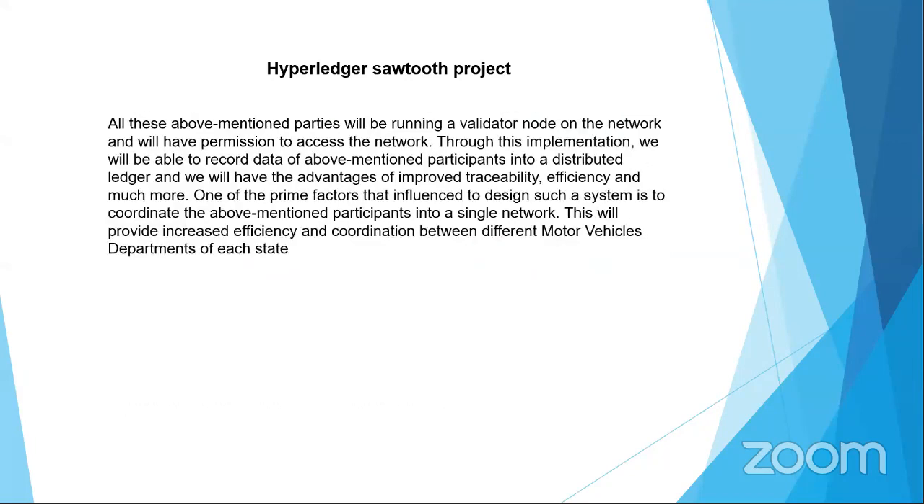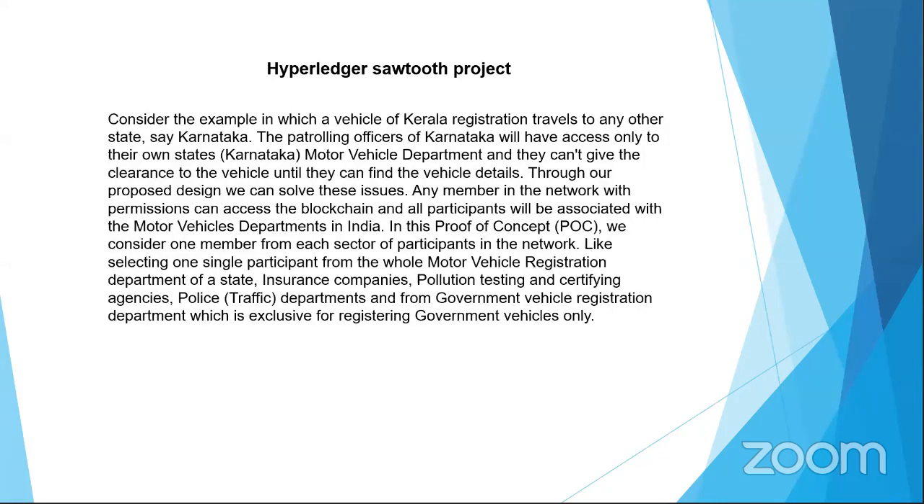Okay, so consider an example. As I said, we have a vehicle registered in Kerala. It travels to another state. The patrolling officer just wants to access the details. They have access to the details associated with vehicles registered in that particular state, for example Karnataka. They cannot access the details associated with the Kerala state.